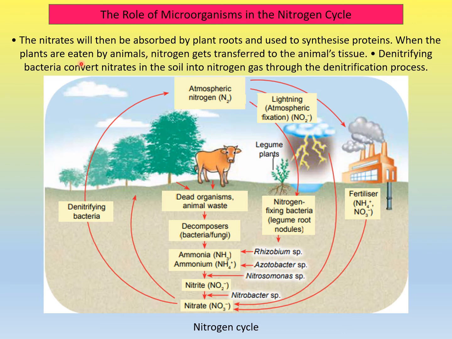When the plants are eaten by animals, nitrogen gets transferred to the animal tissue. So the nitrates absorbed by the plant roots are used to synthesize proteins, and then when the plants are eaten by animals, nitrogen gets transferred to the animal tissue. The denitrifying bacteria convert nitrate in the soil into nitrogen gas through the denitrification process. So this is the nitrates converted into nitrogen by the denitrifying bacteria.